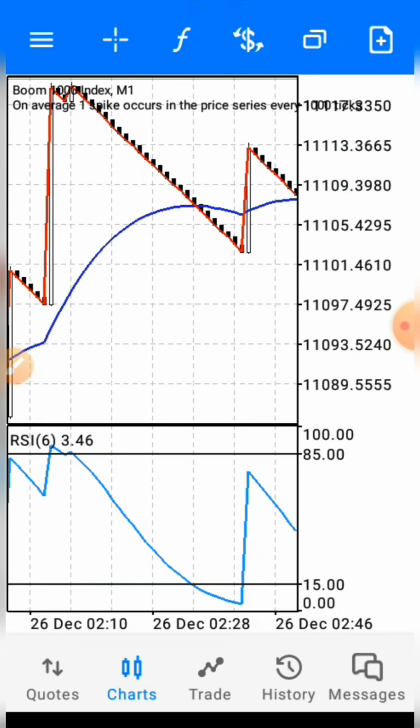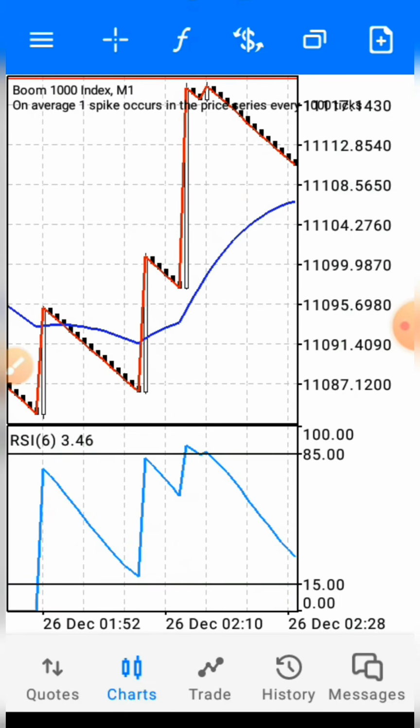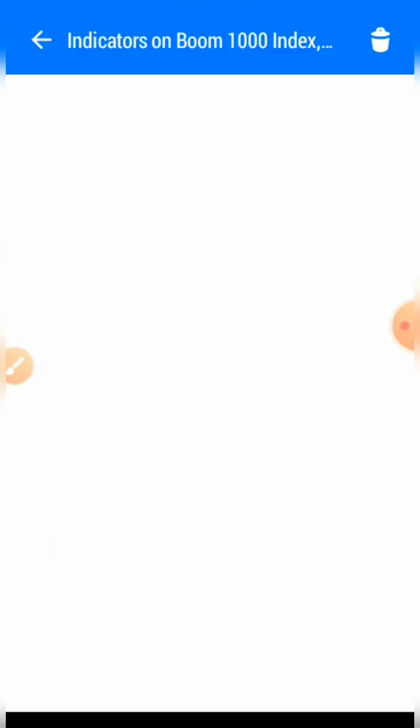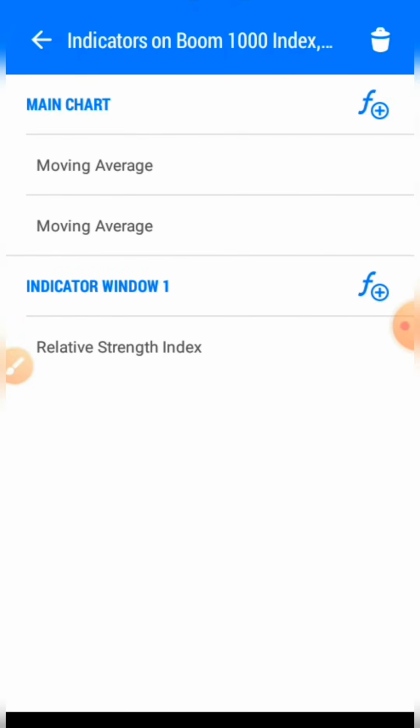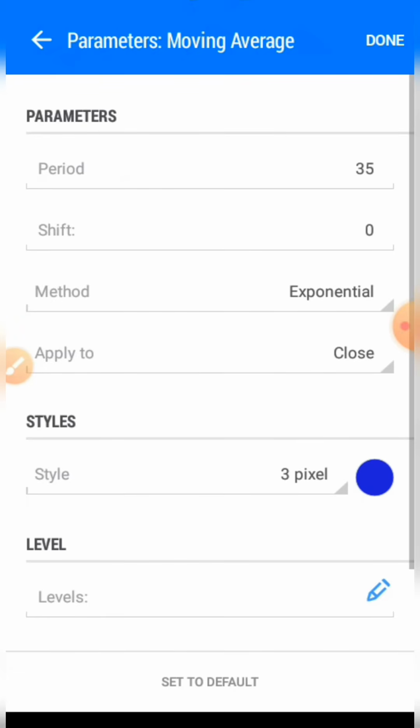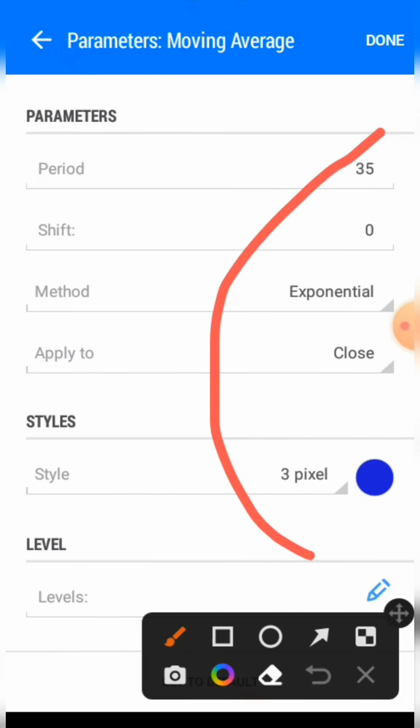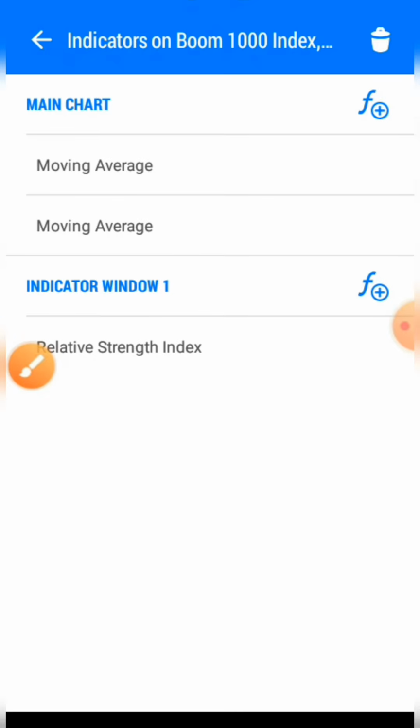So before I forget, because I was almost about to forget about it, the settings. So these are the settings. You click on the F icon, then our first indicator right here is the moving average. So these are the settings. Just copy everything right here. Make sure you copy everything as I have done it, except the color. You can use any color of your choice. Then after that, you click on done.